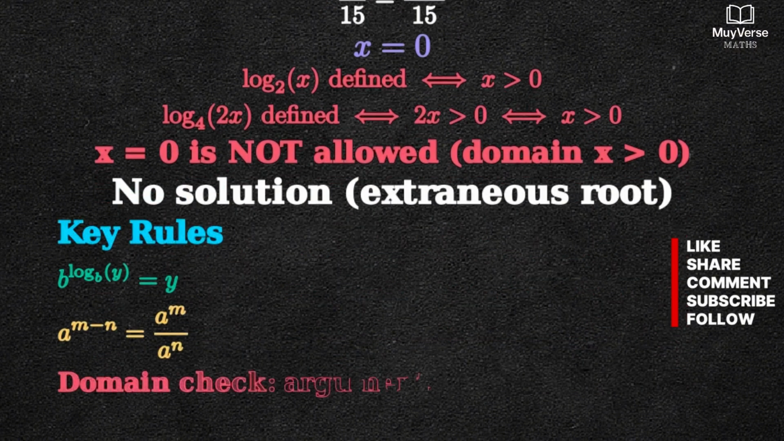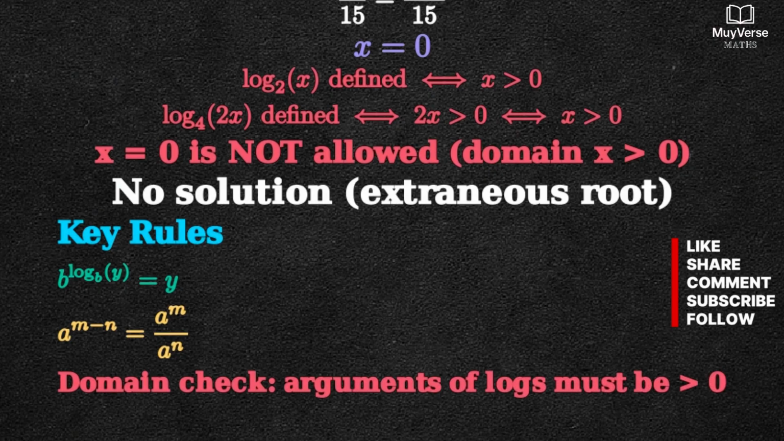Key ideas used today: b to the power log base b of y equals y, and a to the power m minus n equals a to the m over a to the n. Always check the domain for logarithms.